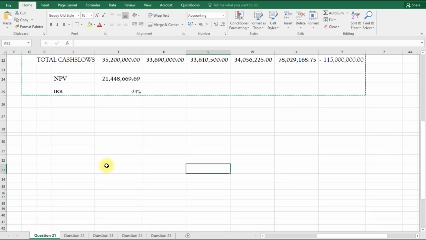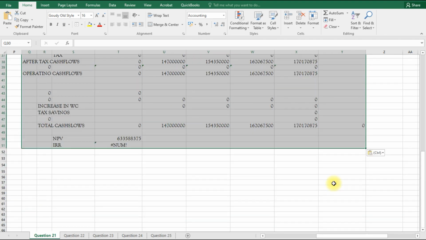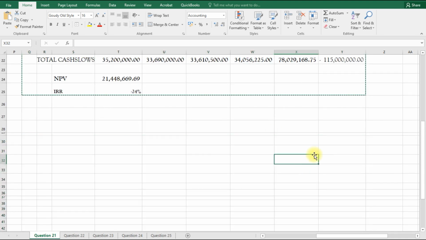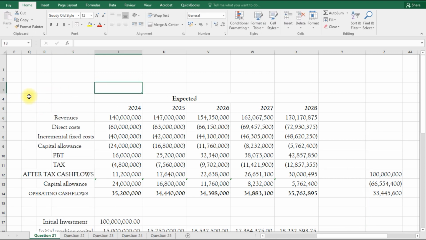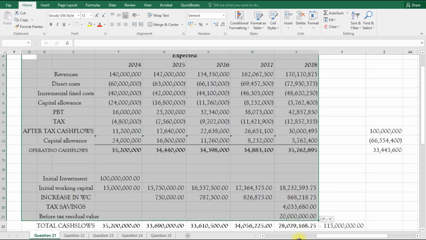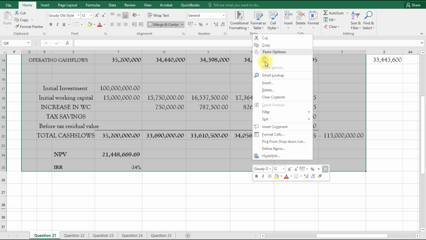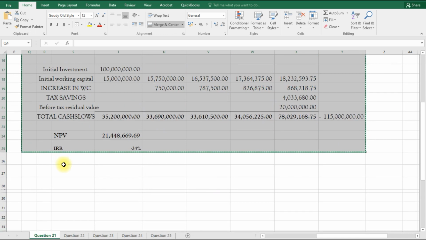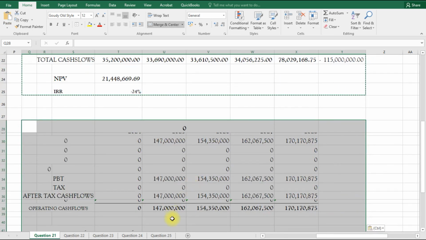Okay, it's not appearing as I wish it to appear. There's some values actually that are not appearing. Let me recopy again. I've copied that. I need to paste it here. That way.